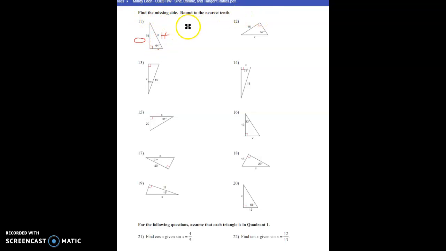So you're going to set up the sine of 64 is equal to the opposite over the hypotenuse. And then you're going to solve this however you need to. So whatever's on the denominator, you're going to multiply that by both sides. So it goes away. And I'm going to put that in front. Okay? And then to get x alone, you're going to divide.